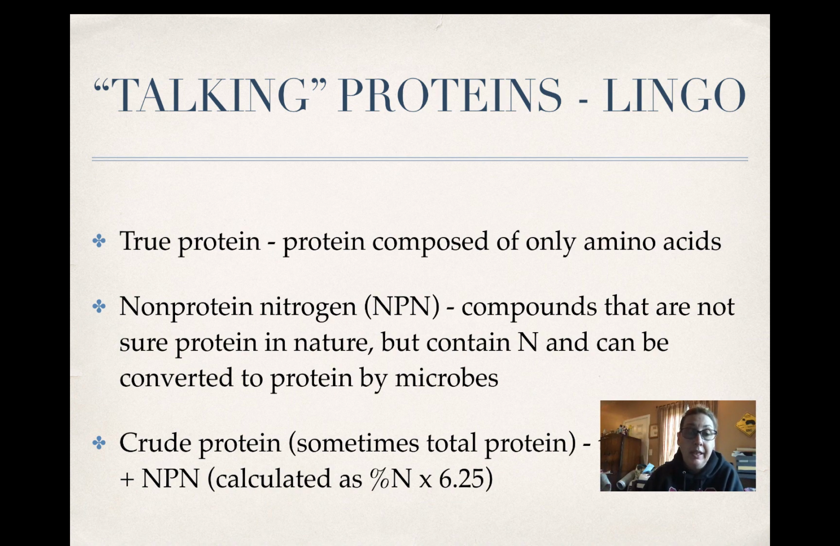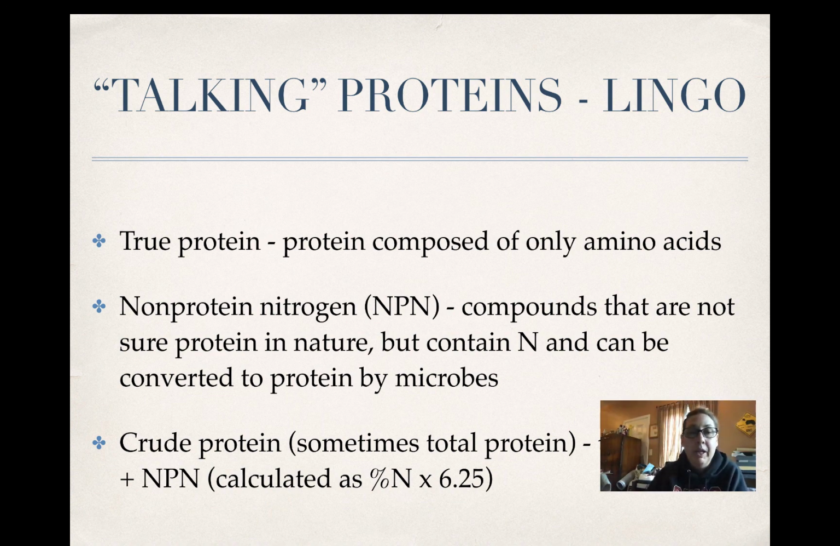when we start getting into evaluating research in animal nutrition. The first definition is, what is true protein? And a true protein is only protein composed of amino acids. In contrast, we have non-protein nitrogen, which is the second definition. Those are compounds that contain nitrogen and can be converted to protein by microbes, but they are not protein in nature. And that should be pure protein, not sure protein. I just saw that typo.